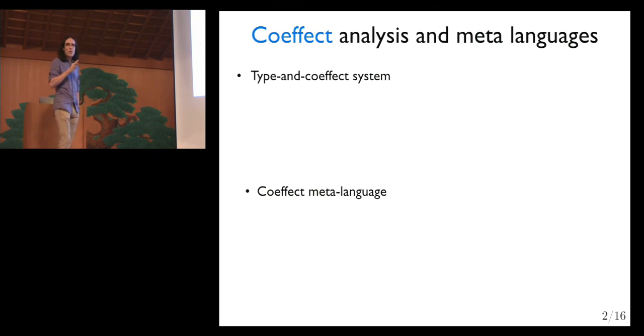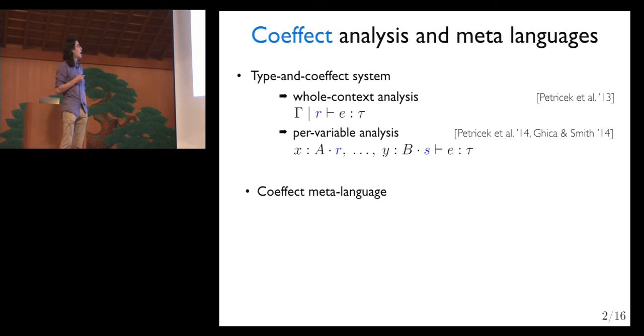In the literature, there are two kinds of paradigms for understanding coeffects. One is via a type-directed static analysis, via a type and coeffect system. There are a few flavors of these in the literature. One is a whole context analysis, which annotates a typing judgment with some information about how the program uses the context. And one is per variable, which tracks for each variable what the demands are that the program makes on those variables.